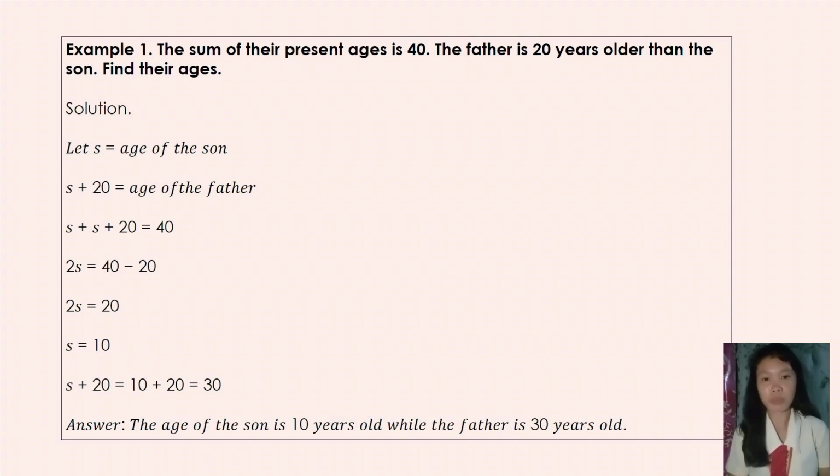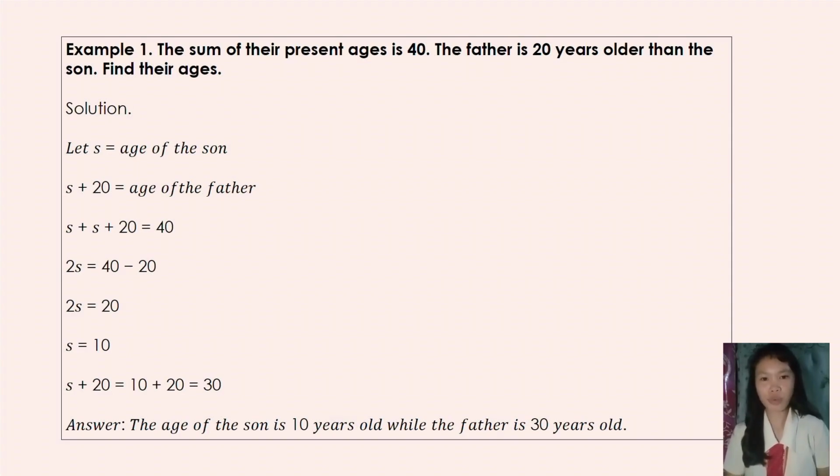So now that we know the present age of the child, we will substitute it in order to know the present age of the father. So S plus 20 is equals to 10 plus 20 is equals to 30. Therefore, the present age of the father is 30 years old. So if we add the present age of the son to the present age of the father, it will give us the sum of 40. And as you can see, the father's age is 30. Therefore, he is 20 years older than his son.